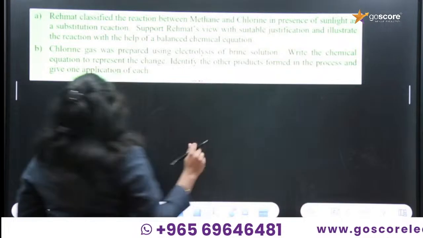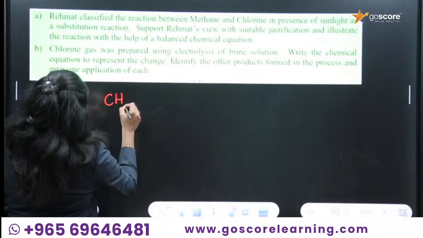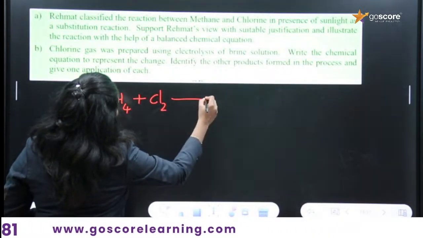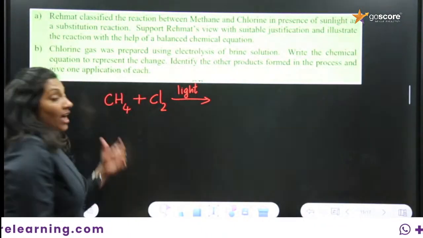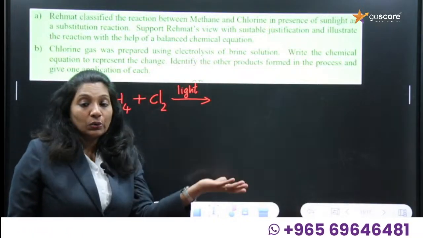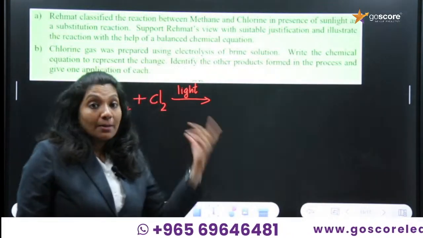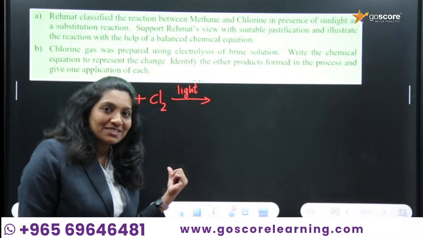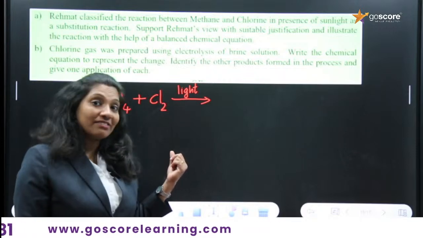So here the question has mentioned the reaction between methane and chlorine in presence of light. We know that usually saturated hydrocarbons undergo what type of reaction? The saturated hydrocarbons undergo substitution reaction, right? And what about unsaturated hydrocarbons? Unsaturated hydrocarbons usually undergo addition reactions, right?